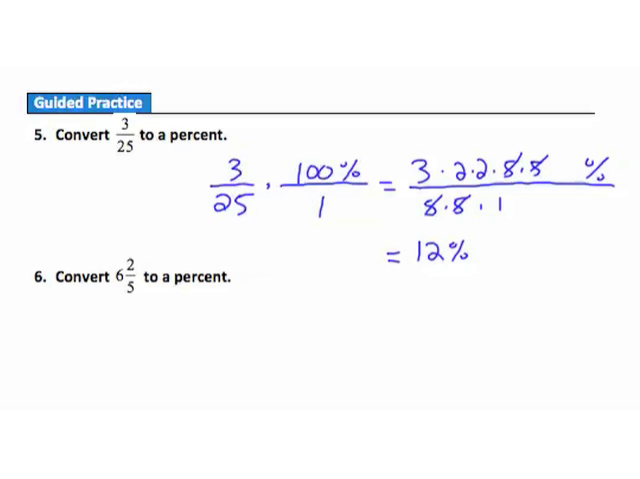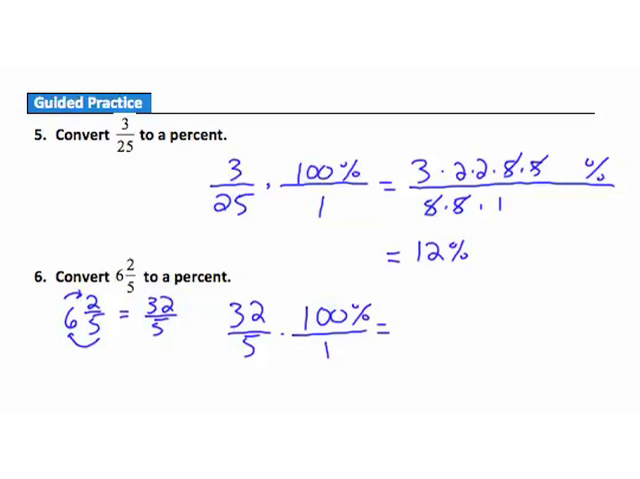Question 6. Convert 6 2/5 to a percent. Well, again, first thing we want to do is convert the 6 2/5 into an improper fraction. 5 times 6 is 30, plus 2 is 32, so that's actually going to be 32 over 5. And so then we want to take this 32 over 5 and multiply by 100% over 1 to introduce the percent symbol.